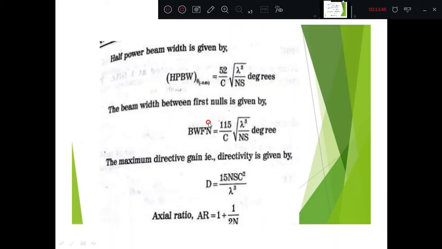In the next video, we'll see the second type of antenna, that is the Yagi-Uda antenna.